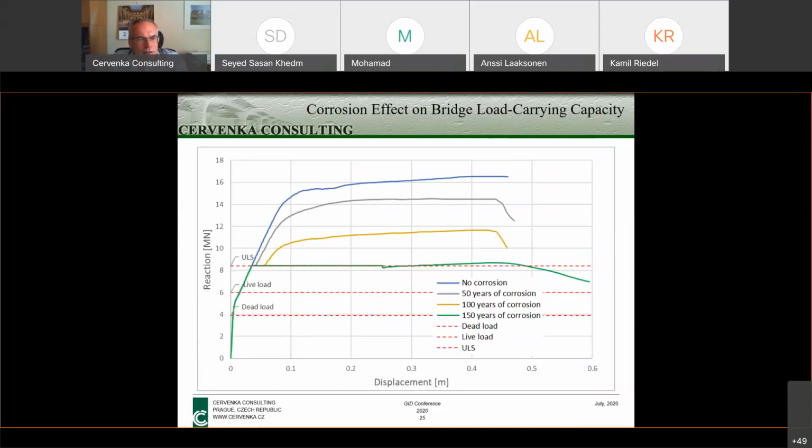And this slide now, or these graphs, show what we did. So we simulated the life of the structure and the corrosion at various years. And then we always subjected the structure to some kind of virtual test to see its real load carrying capacity at various ages. So the blue curve is the original one. And then the gray one is after 50 years, the yellow one after 100 years, and the green one after 150 years. And then this is compared with the ULS load level, live load, and dead load.